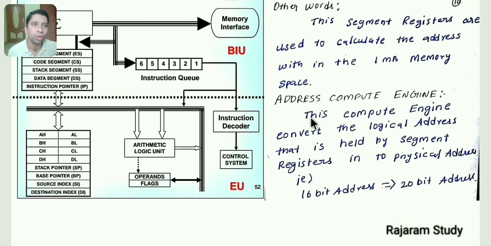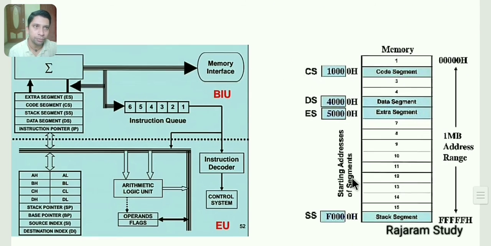So this computation engine converts the logical address, which is 16 bit, held by the segmentation registers, into a physical address. These are all the segmentation registers. The physical address is going to be 20 bit. That is, a 16 bit address to a 20 bit address. How is it doing this? Now let's see here.